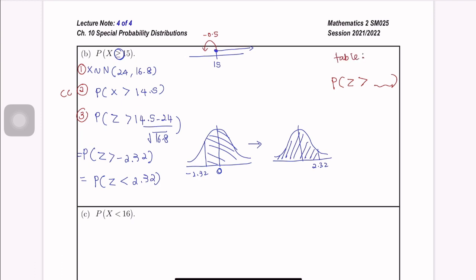So that means we need to change z less than 2.32 to 1 minus probability z greater than 2.32. And why is that so? We have 1, and 1 is the total probability. So this one minus, we don't want this area, and this area we can get from the table. So that's why we have 1 minus probability z greater than 2.32.